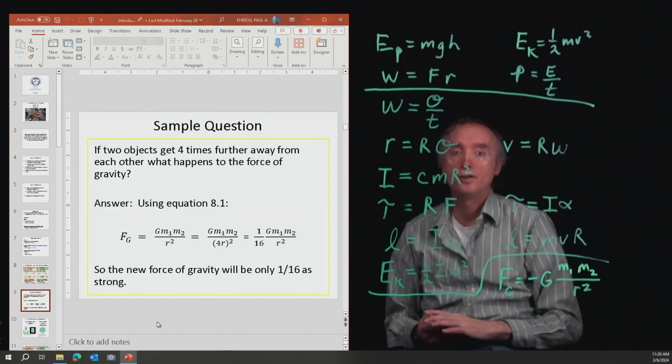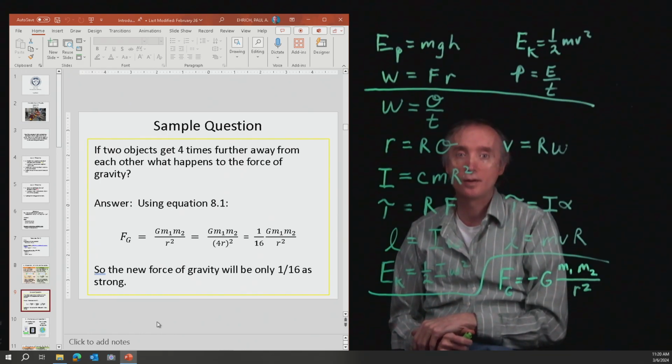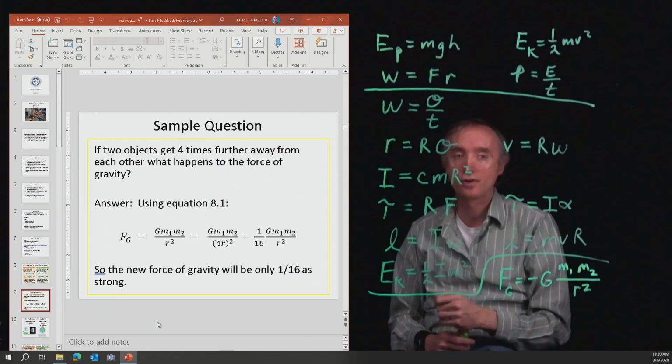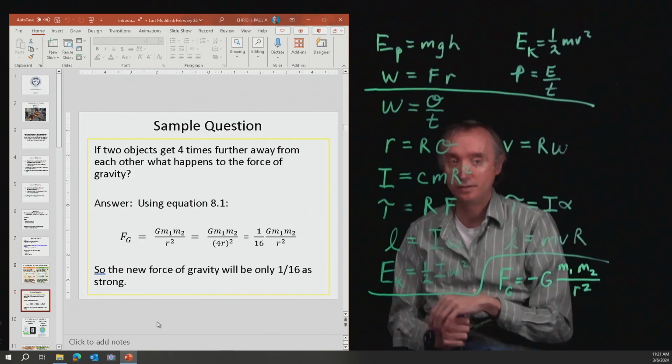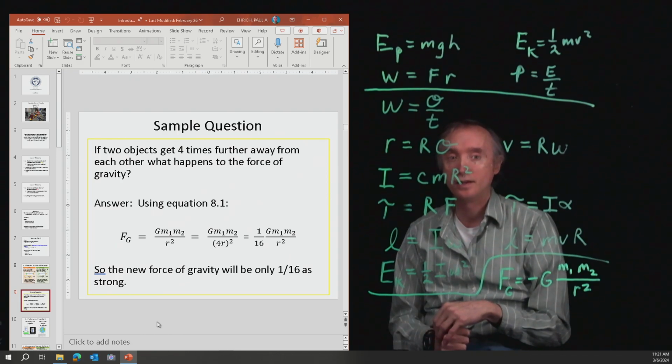So you should be able to do a problem such as this. If two objects get 4 times further away from each other, what's going to happen to the force of gravity? So don't say that the force of gravity is going to get 4 times weaker, because remember, you've got to square it. So 4 times 4 is going to be 16. So you would say it gets 16 times weaker, or you could say that it's 1/16 as strong.